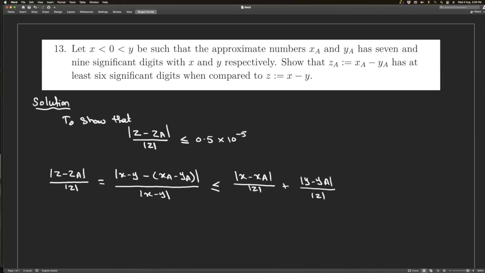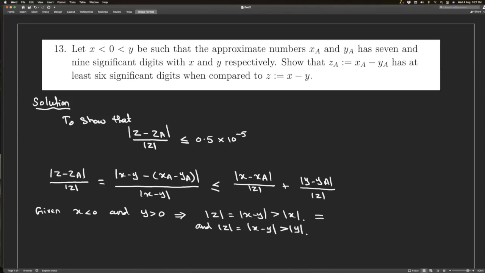I'm just using the triangle inequality. Now, given that x is negative and y is positive, therefore, we have |z| = |x - y| is greater than |x|, right? And also |z| = |x - y|, which is greater than |y| as well.